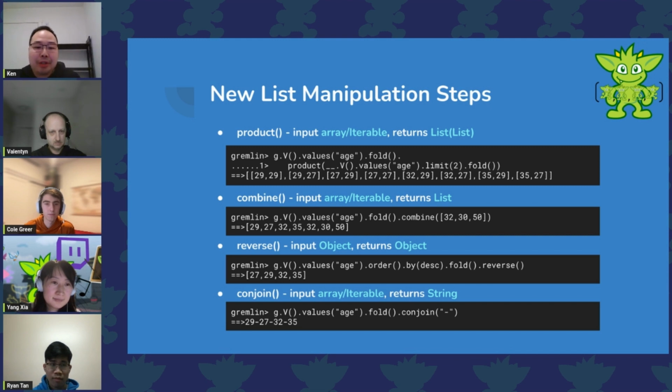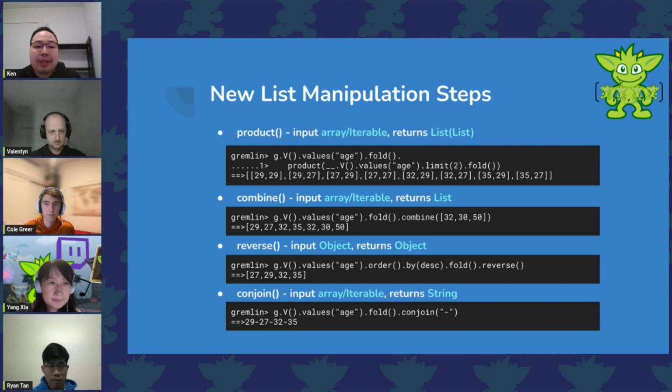And the last one here is conjoin. And this is a joining operation. What's going to happen is it's going to take all the elements within the iterable, turn them into strings, and then join those together with the delimiter you provide in the argument. So the return is going to be that full string.